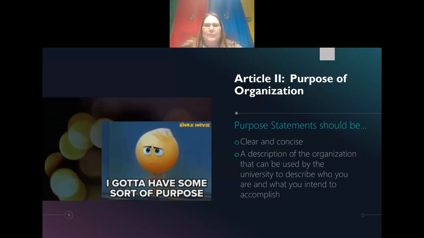So Article 2, purpose of the organization. Purpose statements should be clear and concise. It should be a description of the organization that can be used by the university to describe who you are and what you intend to accomplish. Again, another tip here, a good reason to keep this clear and concise is you really want to make sure that every member of your organization can easily say what the org is about when talking to any type of stakeholders, interested or hopefully future members. You want to make sure that promotion stays consistent, and the way to do that is having this clear and concise purpose of the organization.